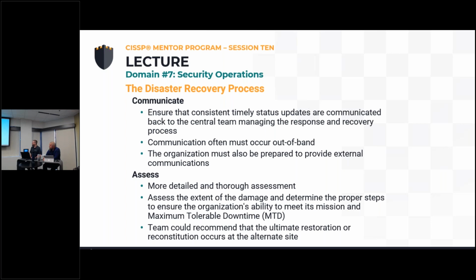Out of that, are we going to restore on site, or are we failing over to a secondary site as part of this assessment piece?